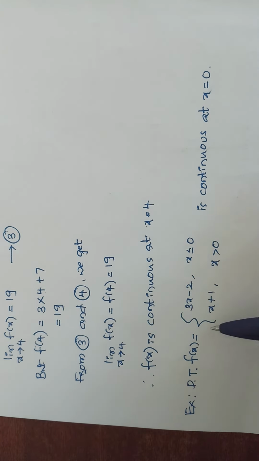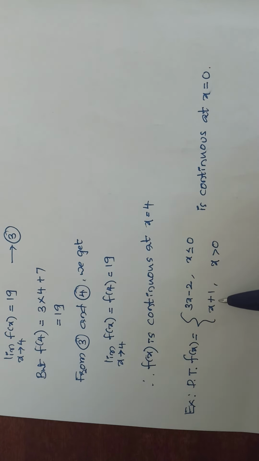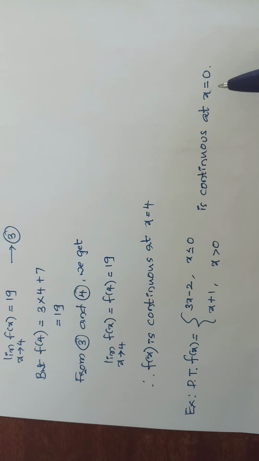In a similar manner, you try to solve this example. Prove that f of x is equal to 3x minus 2 when x is less than or equal to 0, and x plus 1 when x is greater than 0, is continuous at x is equal to 0. So you solve this example. This is a homework example for you.